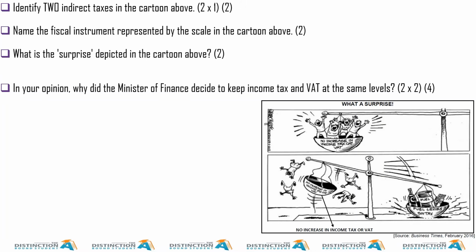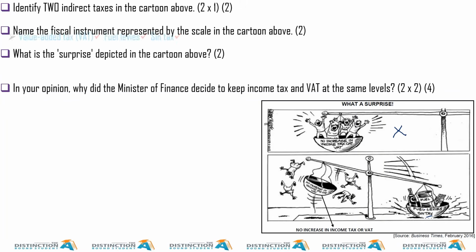The next one will be: study the cartoon below and answer the questions that follow. It says here, what a surprise. Oh, so it probably means people were not expecting that move. No increase in income tax or VAT. Oh, so the budget speech is being presented and everyone is happy, and then all of a sudden we have fuel levies and sin tax gone up, and that's where the what a surprise thing is coming from.